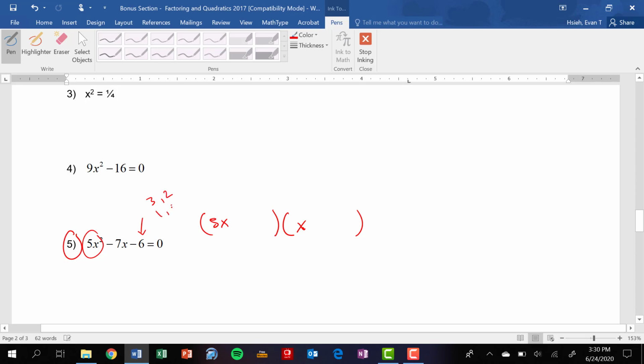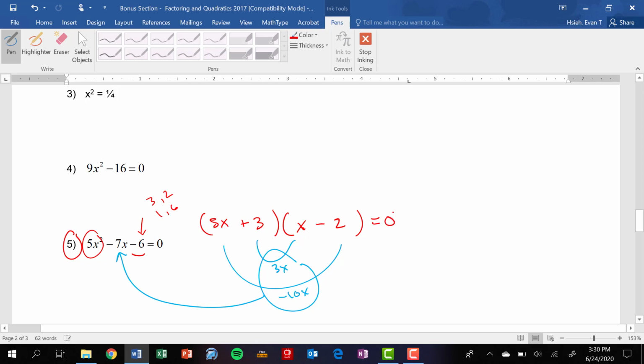I could try 1 times 6. Let's try the 3 times 2. Let's do, I don't know, plus 3 here, minus 2 here. That'll give me negative 6. And then I'm going to check the middle 2 and the outer 2. I get 3x and negative 10x. Oh, hey! These two add up to negative 7x. I got lucky.